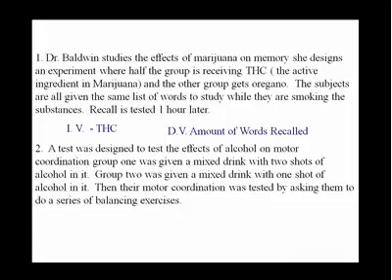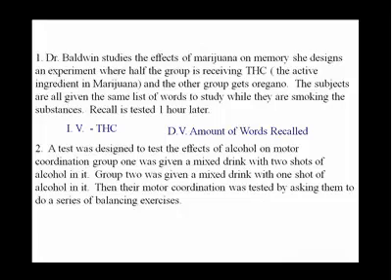A test was designed to test the effects of alcohol on motor coordination. Group 1 was given a mixed drink with 2 shots of alcohol in it. Group 2 was given a mixed drink with 1 shot of alcohol in it. Then their motor coordination was tested by asking them to do a series of balancing exercises.